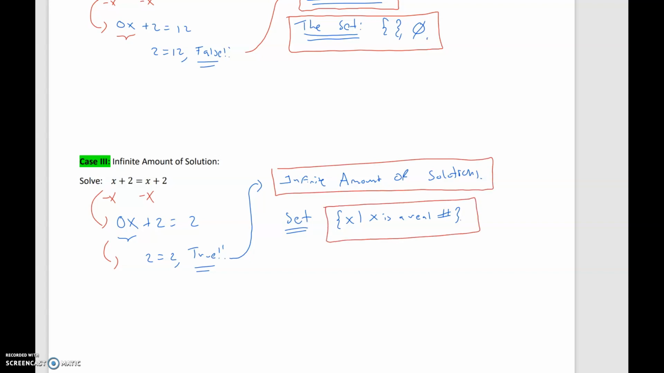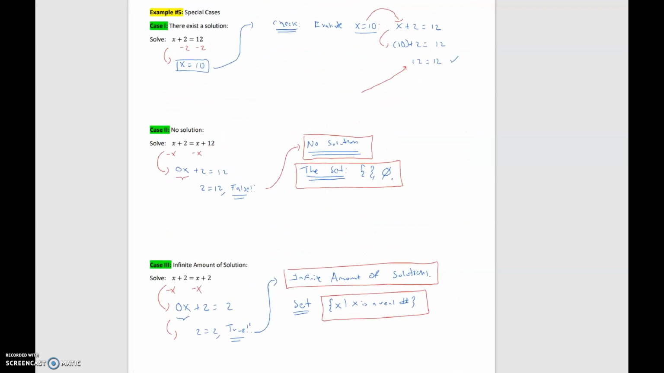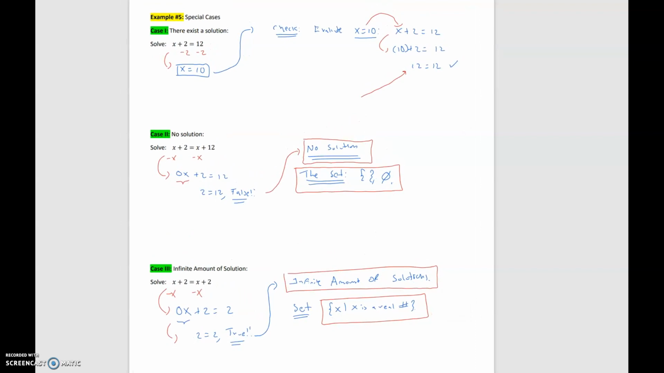And once again, these cases of the no solution and the infinite amount of solutions may show up in the homework assignments. They're going to show up in later modules, and I thought it was a good idea to introduce it here at the end of this one, since the majority of problems that we're dealing with have a single solution. So once again, special cases only occur once your variable cancels out.